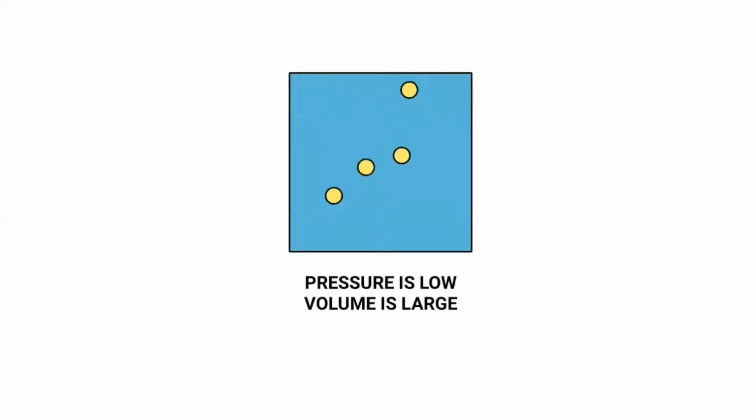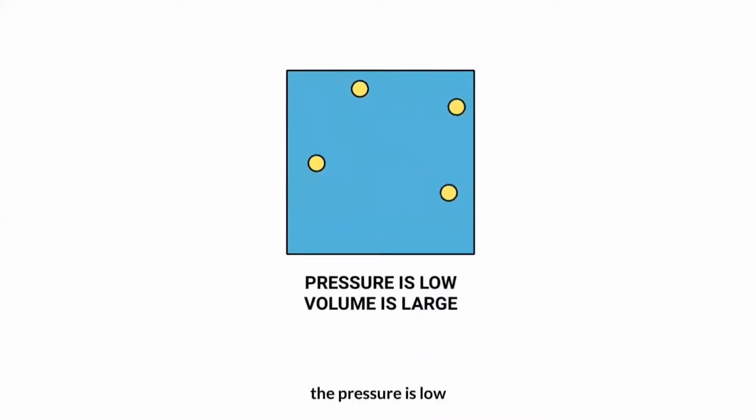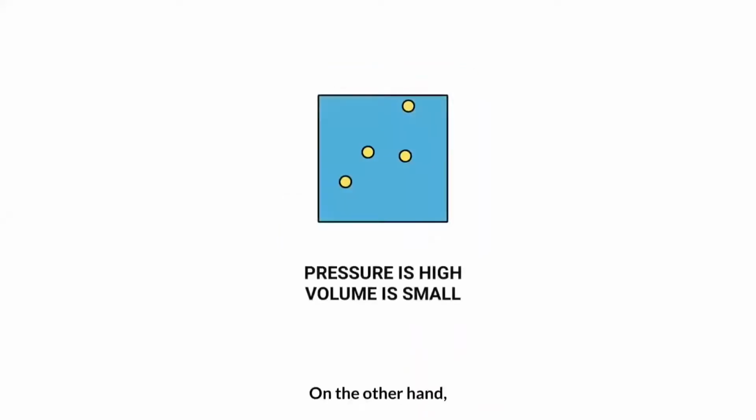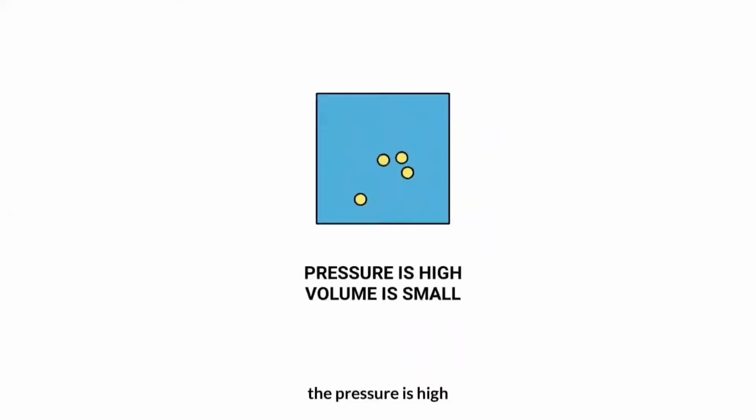According to the rule, if the volume is large, the pressure is low, because the particles cannot move quickly, as they must move in a large container. On the other hand, if the volume is small, the pressure is high, because the particles must move in a smaller container.